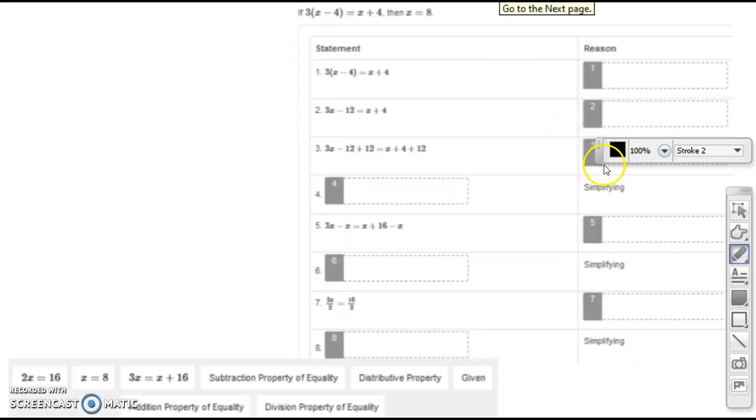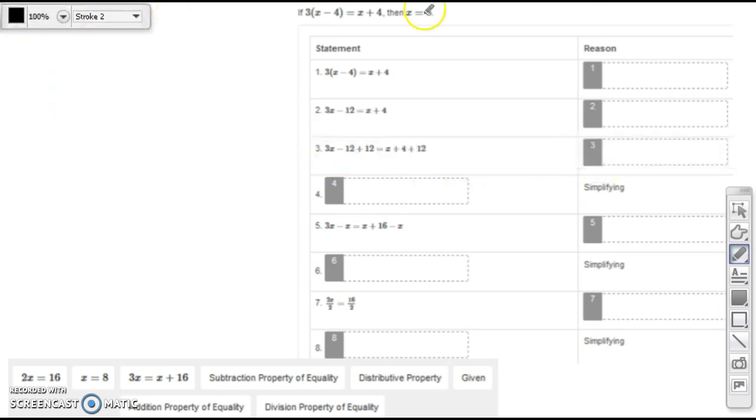All right, so here's the last one. If 3 times quantity x minus 4 equals x plus 4, then x equals 8. The first thing that we always have in every proof is what we're given. They just wrote down the part that we were given. So this would be given.